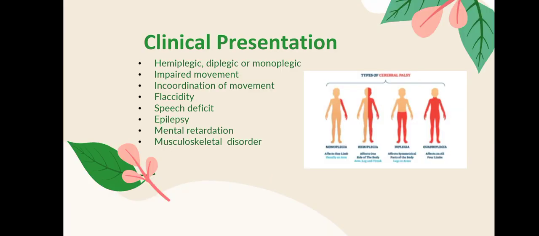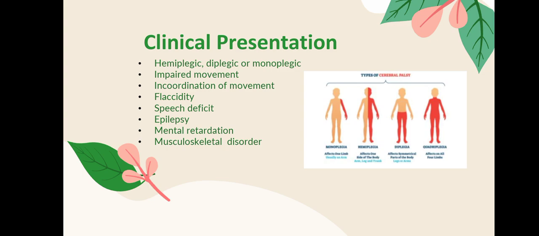The next is the clinical presentation of the cerebral palsy patient. How does the patient present? First, the patient becomes either hemiplegic, diplegic, monoplegic, or quadriplegic. Hemiplegic means the whole of one side of the body is affected, the right side or the left side. Diplegic means either both lower extremities or both upper extremities are affected. Monoplegic is when only one limb is affected, and quadriplegic means both the upper and lower extremities of the patient are affected.